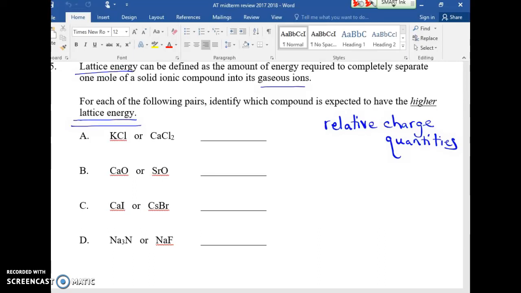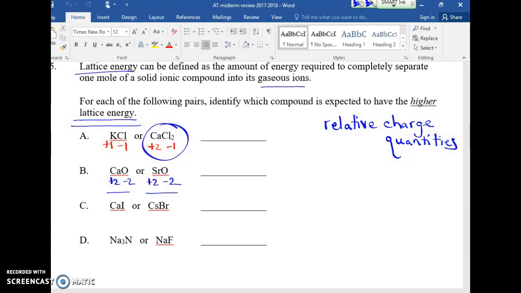So the first thing you always should do is assign charges. Notice K is +1, Cl is -1, Ca +2, Cl -1. Doesn't matter if there are 2 of them. Well, that gives it away right here. Greater magnitude of charges, charge quantities, the greater the lattice energy. Second one, do the same thing. Assign charges. Calcium ion +2, -2, strontium +2, oxygen -2.